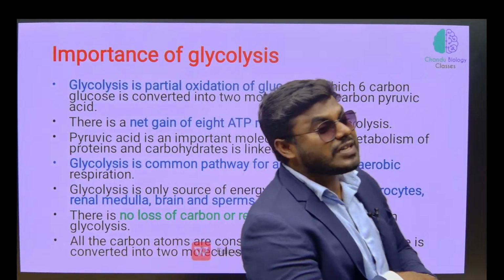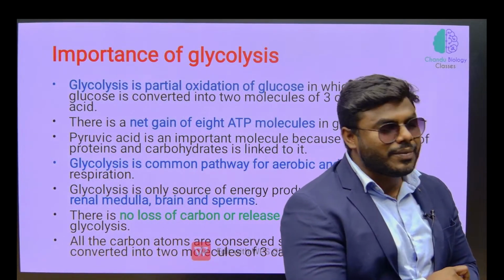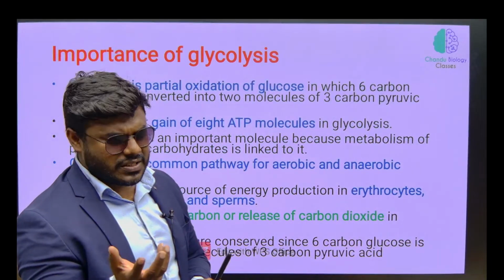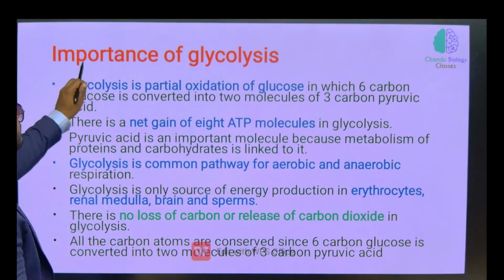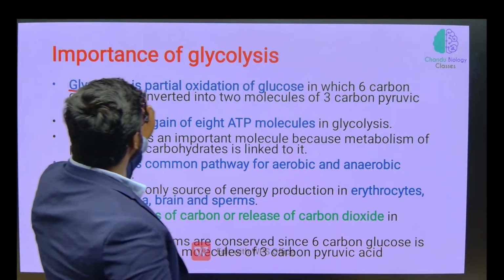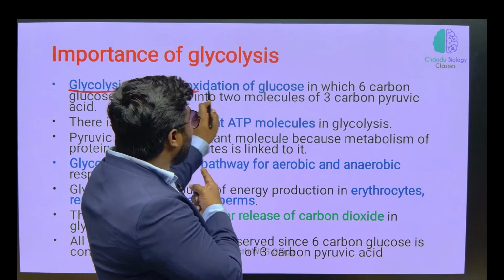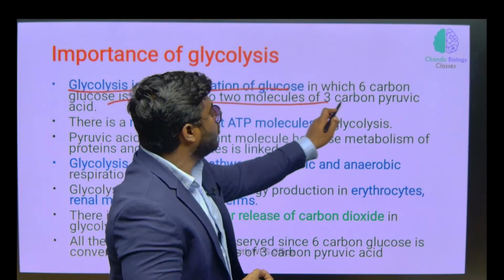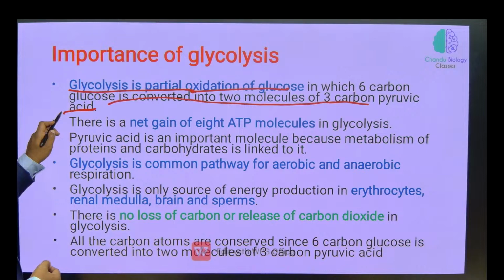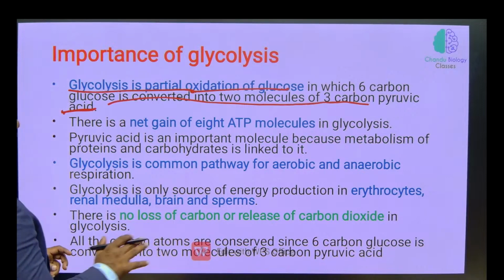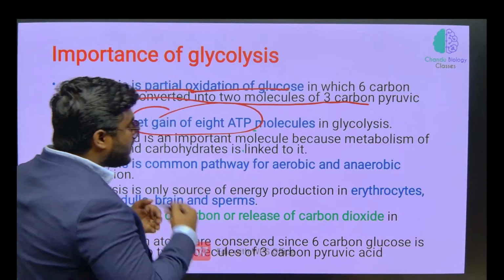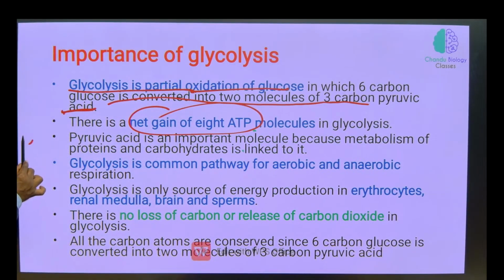What is called oxidation? Breaking down. How did it become reduction? Correct? What are we breaking? Glucose. Now how will it become reduction? It becomes oxidation. Glycolysis is a partial oxidation of glucose, where 6 carbon glucose is converted into 2 molecules of 3 carbon pyruvic acid. Friends, I am using the phrase net gain of 8 ATP molecules, but originally what is the net gain? Originally 2. Gross ATP is 8.